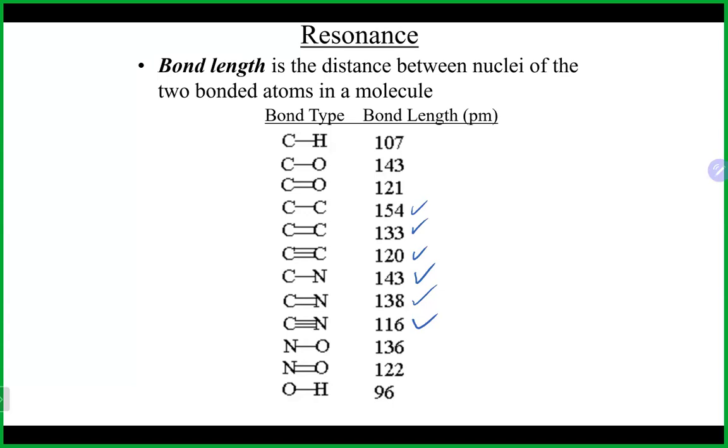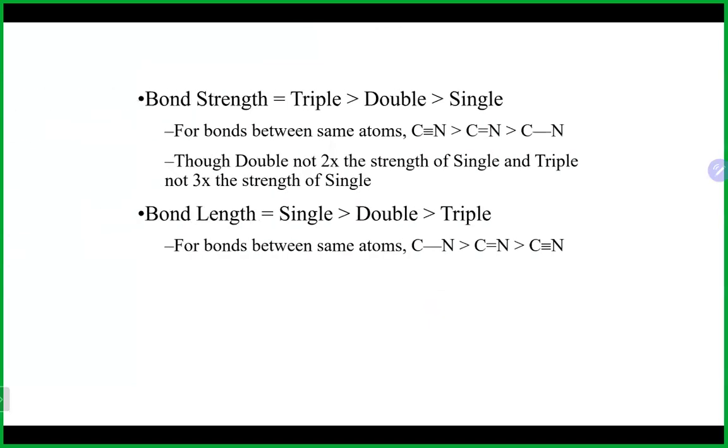So again, you don't need to know these numbers, but you do need to know what we see here, that a single bond is longer typically than a double bond, and a double bond is longer than a triple bond. It's not like twice as long or three times as long, but that's just a general trend. That also relates to bond strength. A triple bond is stronger than a double bond, and a double bond is stronger than a single bond.